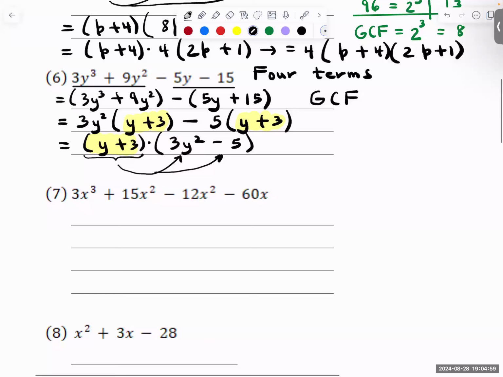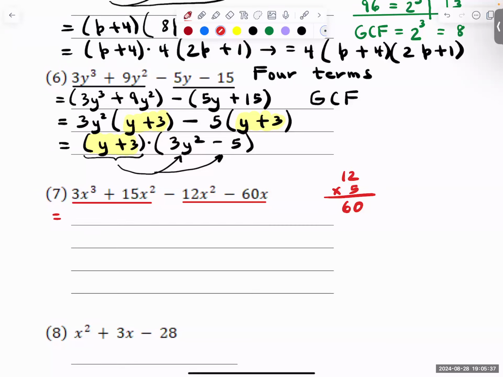Number 7. Number 7 also has 4 terms, so we're going to try factoring by the grouping method. And since the first term and the second term do have common factors of 3 and x squared, we'll group those 2. And the second pair have common factors of 12, since 12 times 5 is 60. So 12 is a common factor, and so is x a common factor and the least exponent on the second pair is a 1. So we'll factor out 12x to the 1.